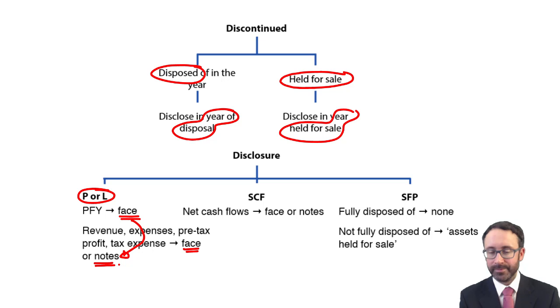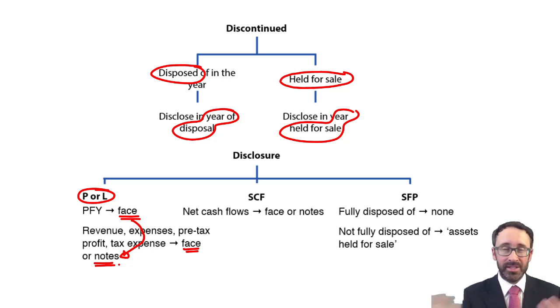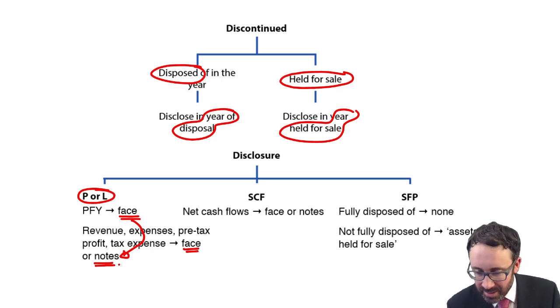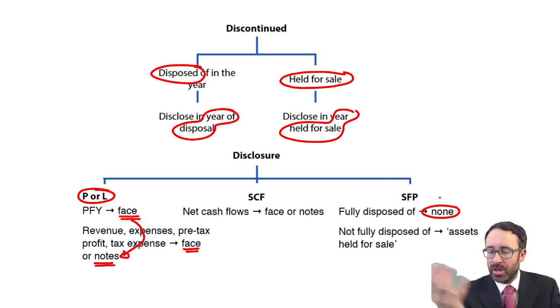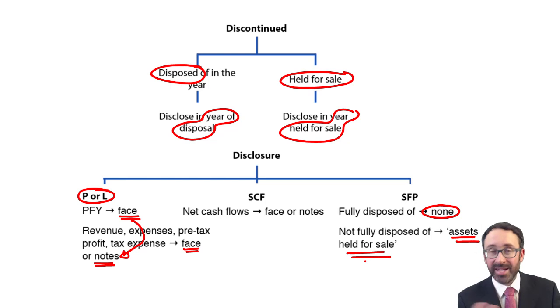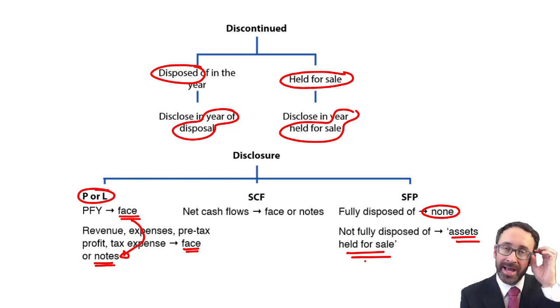On the statements of financial position and statements of cash flows, it's fairly self-explanatory. Again, the cash flows that arise from the discontinued operation can appear on the face or in the notes, and then it's on the SFP. It makes sense that if you've disposed of the assets and liabilities, then obviously there's nothing to show. But if it's held for sale, then you show the assets and, effectively, the liabilities as well as being held for sale.